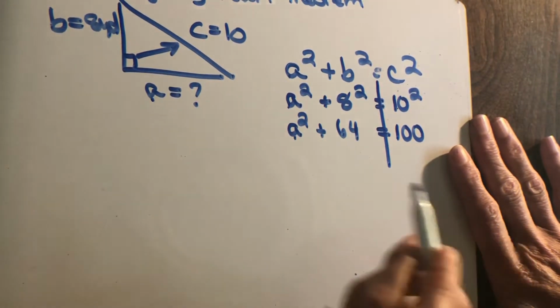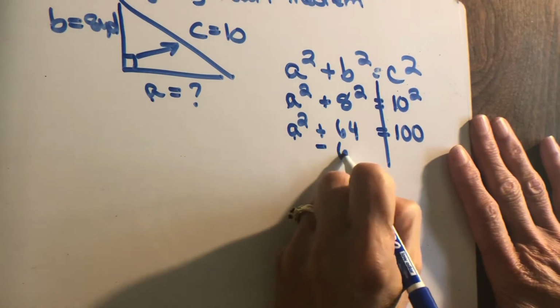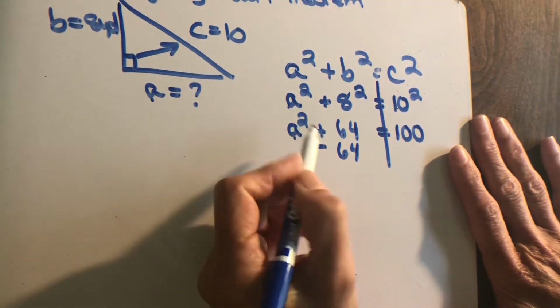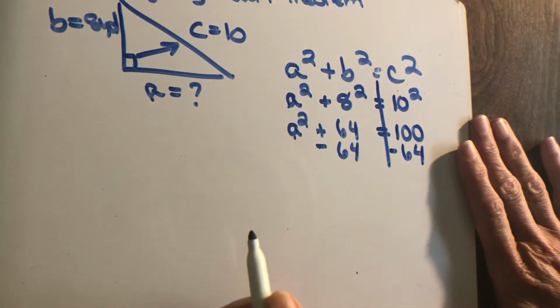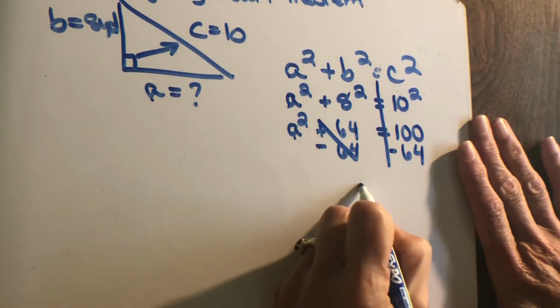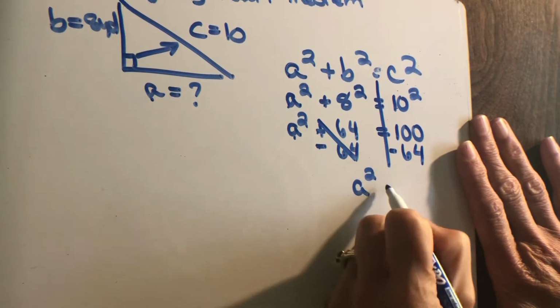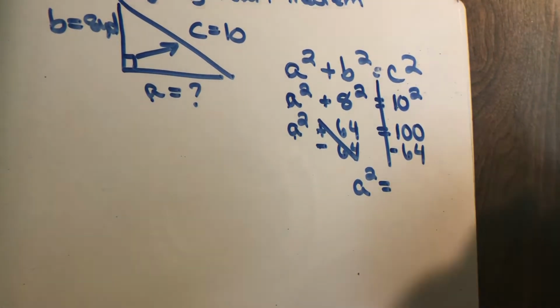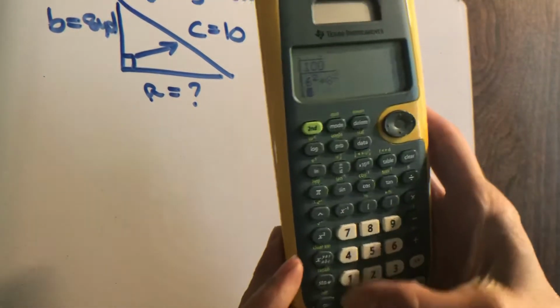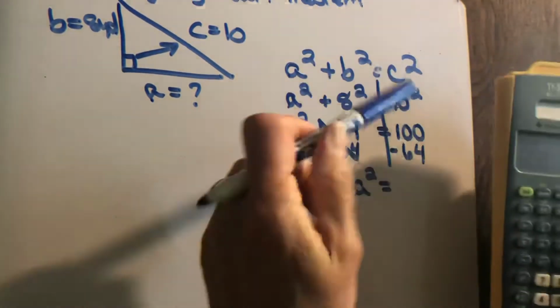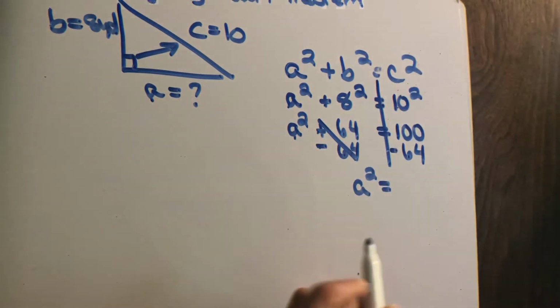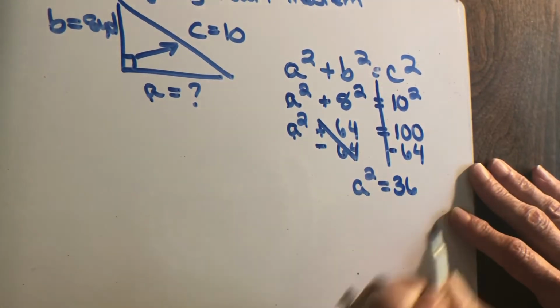And no, I can't. So let's go ahead and move your 64. Do the opposite operation. The opposite of adding is subtracting. What you do to one side, you do to the other. Come down, you cancel. A squared. 100 minus 64, if you don't know it, just do it in your calculator. It's top first minus the 64, and you get your 36.